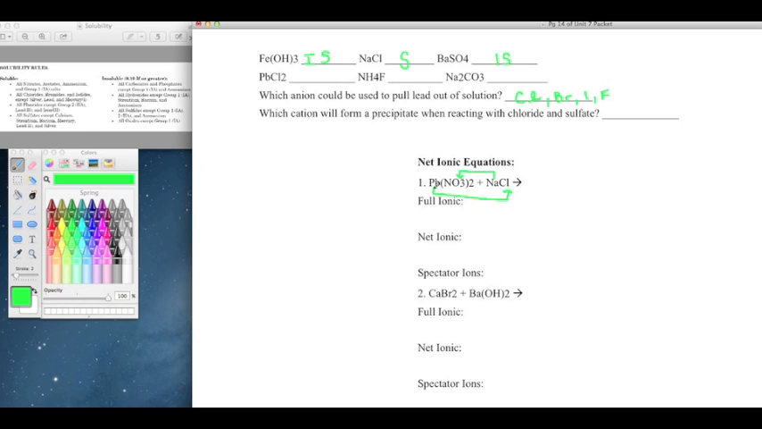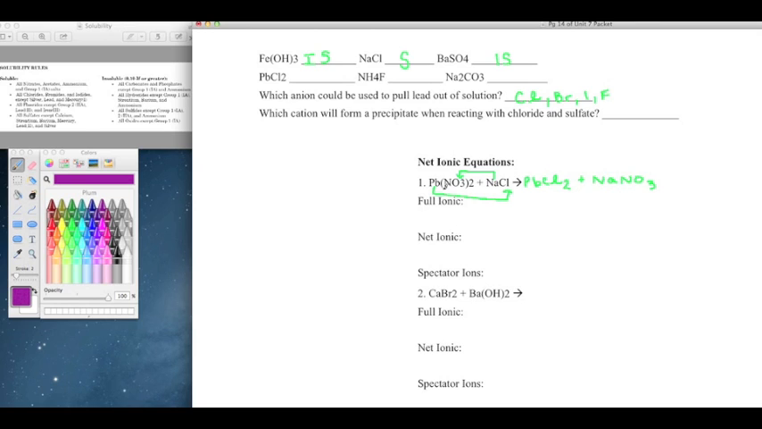Look here. You've got NO3, which has a -1 charge, but you've got 2 of them, which means Pb has a +2 charge. Cl has a -1 charge. So I'm going to create PbCl2, because Pb has a +2 charge, and NaNO3 as my other product.